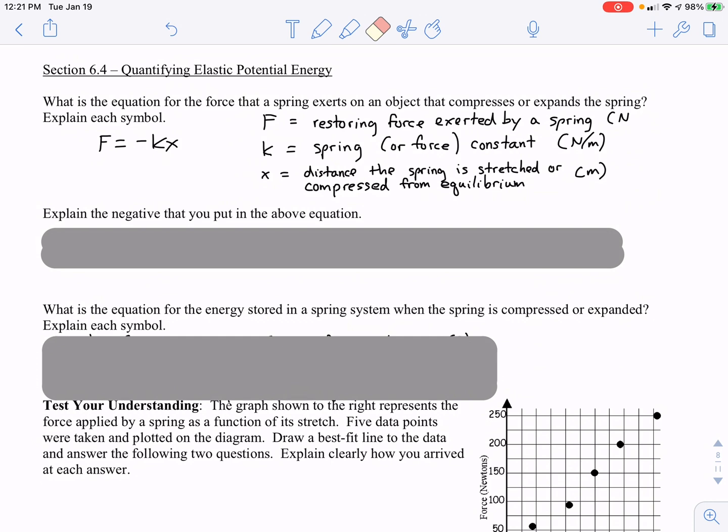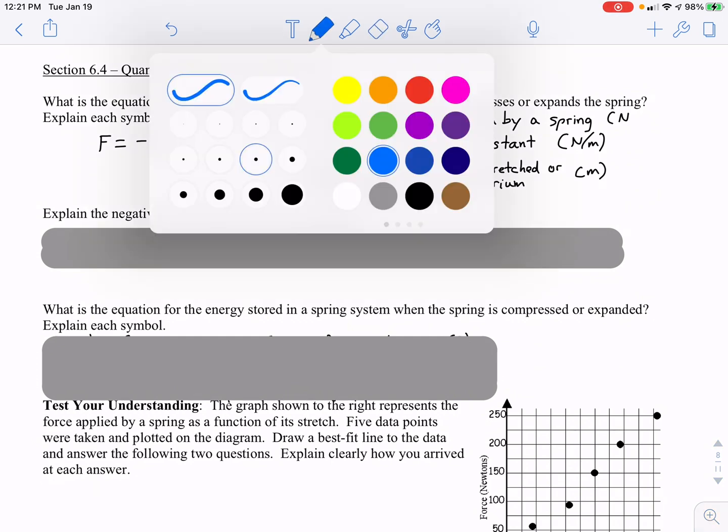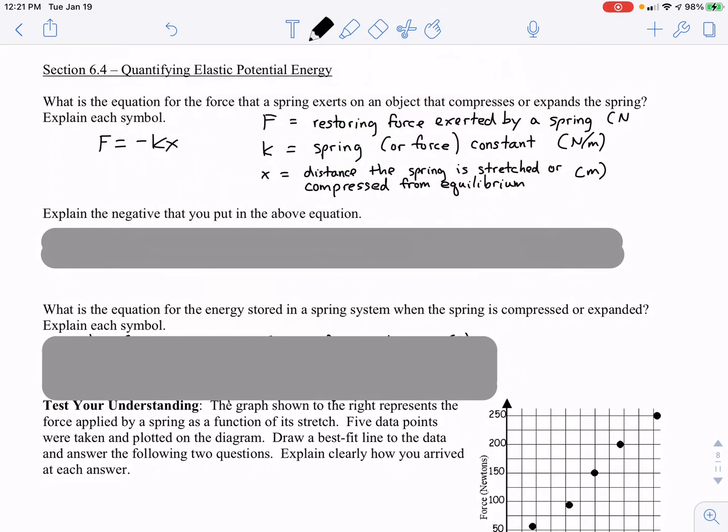F is what's called the restoring force exerted by the spring, and it is measured in newtons. The restoring force simply means when you stretch a spring, it wants to restore itself back to its equilibrium position. Similarly, if you compress a spring, it wants to restore itself again back to equilibrium. K is referred to as the spring constant, or sometimes force constant, and it's measured in newtons per meter. And x is the distance the spring is stretched or compressed from equilibrium.